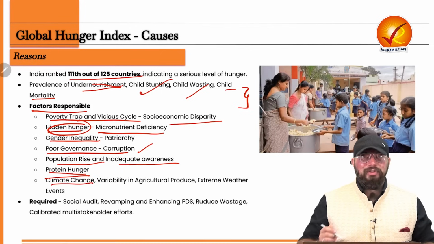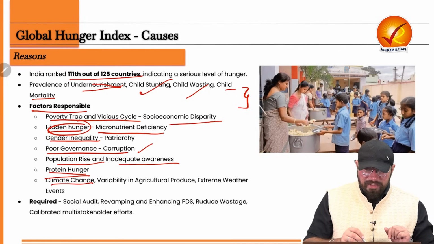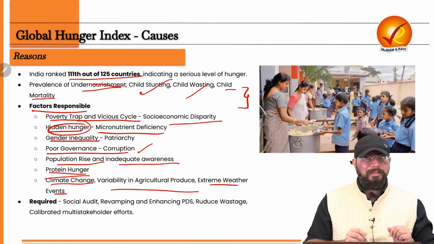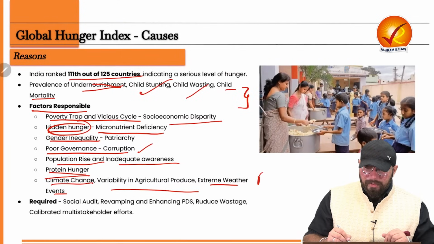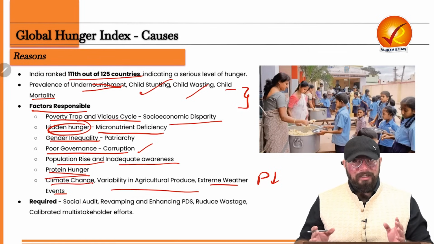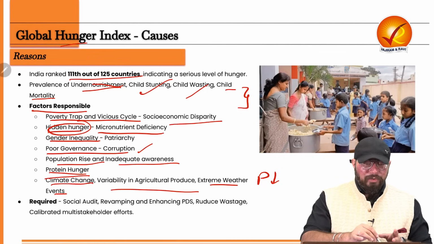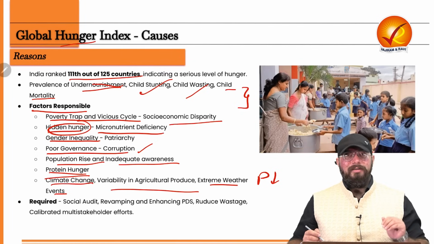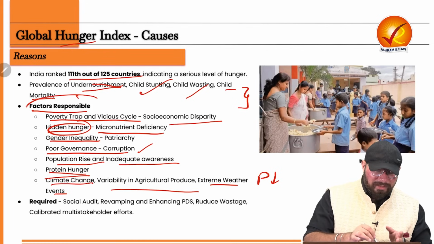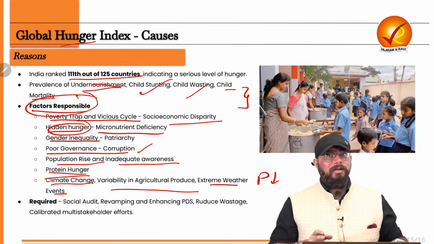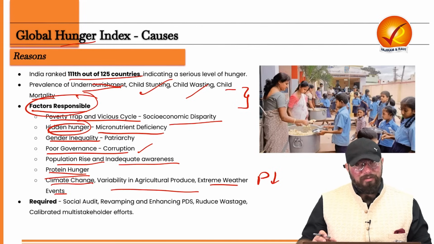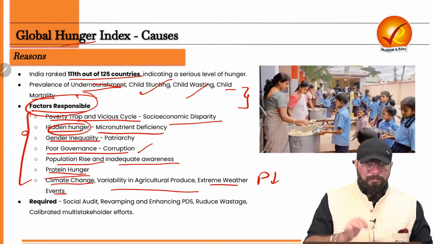Now, the problem of climate change. Because of climate change, there is variability in agricultural produce and extreme weather events. When the production level of the crops decreases or there is a sudden natural disaster, in those cases also the hunger problem can increase. So all of these are the factors responsible for the prevalence of hunger in our country. Of course, there are multitudinal other factors as well, but these are the most prominent ones.